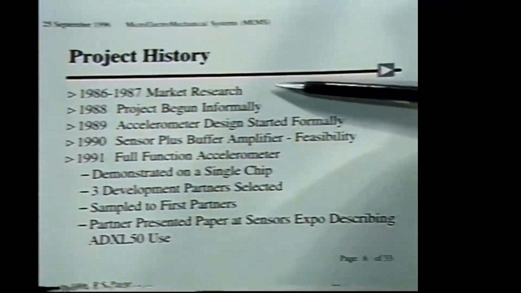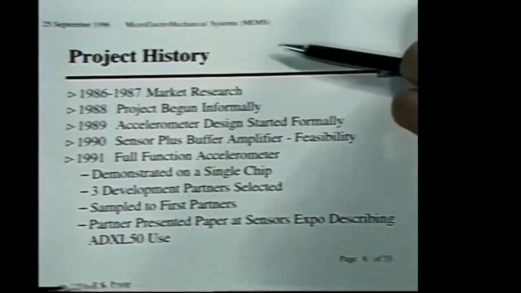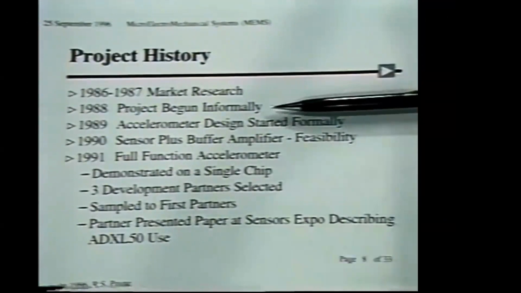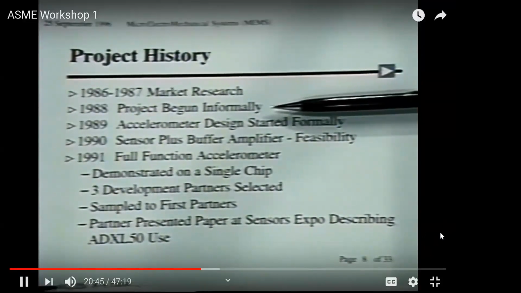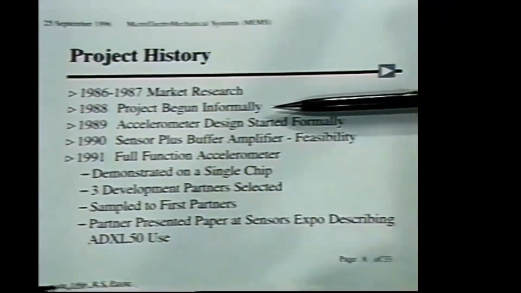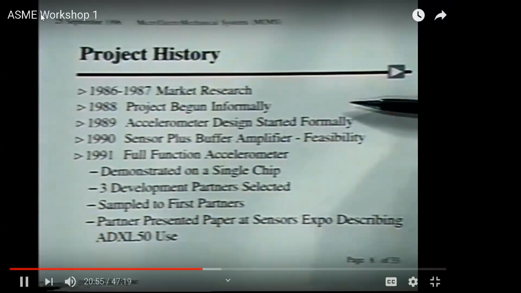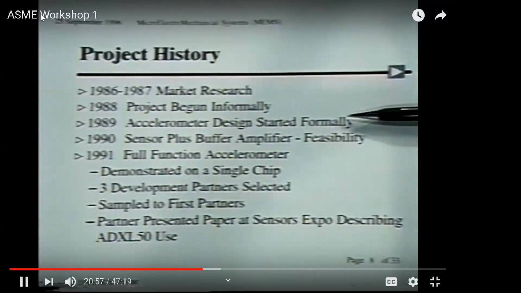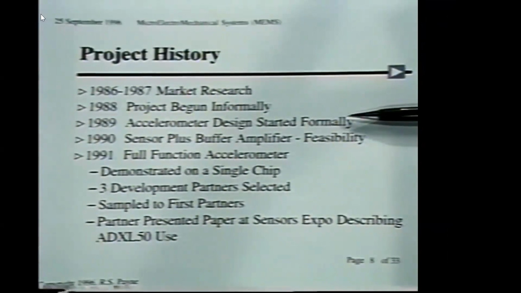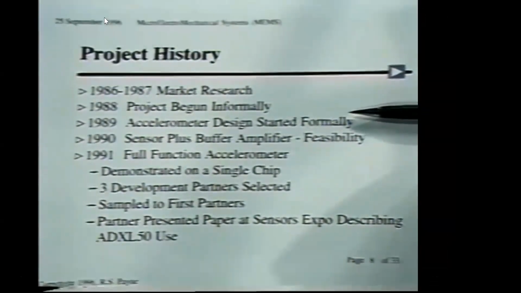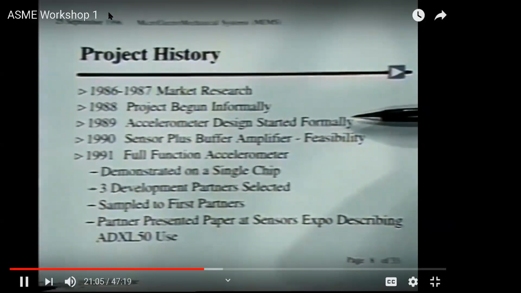By 1988, I became involved in the project, and it was rather informally constituted. There were some other things that were formally started in 1988, but a group of people who were interested in trying to make an acceleration sensor got together. By 1989, those people had essentially abandoned what they were doing on other projects and became full-time involved in making an accelerometer, an airbag crash sensor.